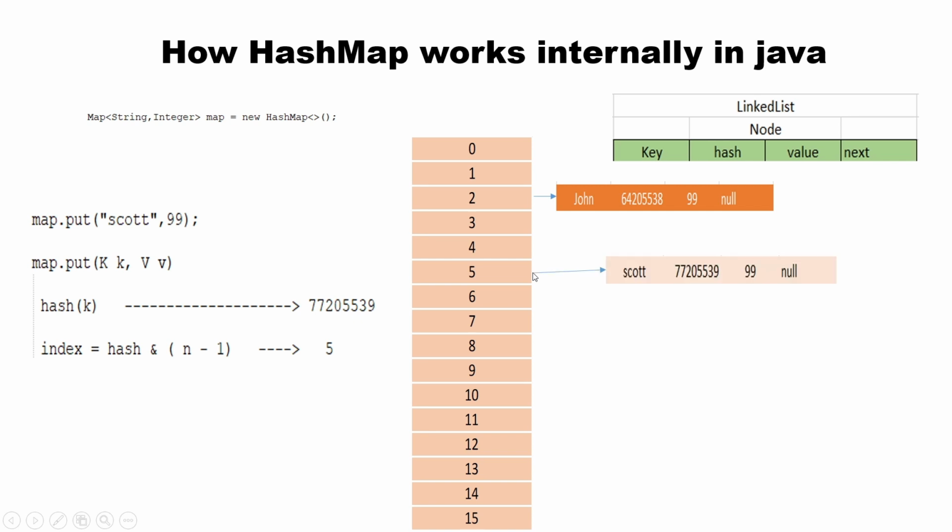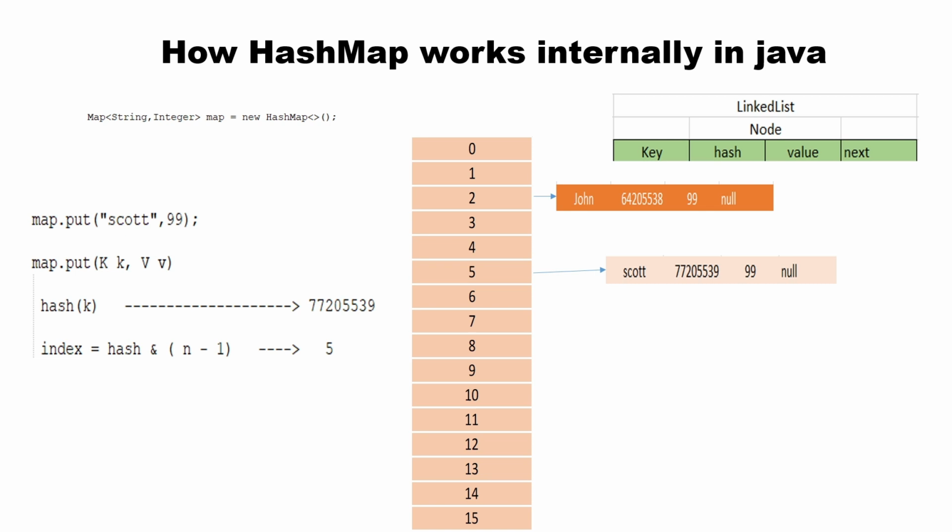Let's see how it looks. Again, you can see that a new node is created, the key is Scott, value is 99, the hash value is 77205539, and the next pointer holds the value null.